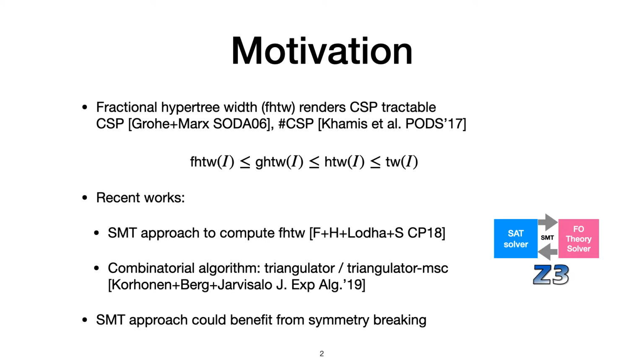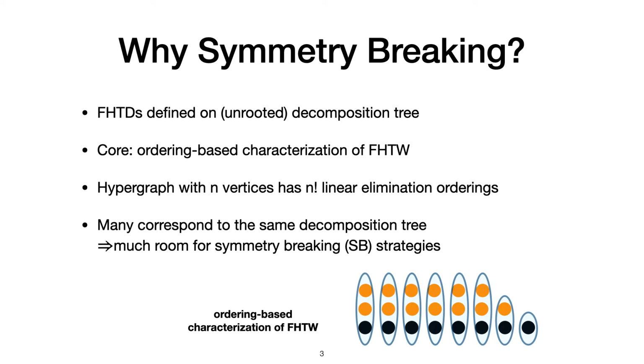A classical approach for combinatorial solving is then to use symmetry breaking. And that is the focus of this paper. Why can symmetry breaking be particularly interesting? Fractional Hypertree Width is defined in terms of an unrooted decomposition tree. The core of the SMT-based encoding is an ordering-based characterization of fractional Hypertree Width. A hypergraph with n vertices has n factorial linear elimination orderings, and many correspond to the same decomposition tree. In consequence, it seems obvious that there is much room for symmetry breaking strategies.